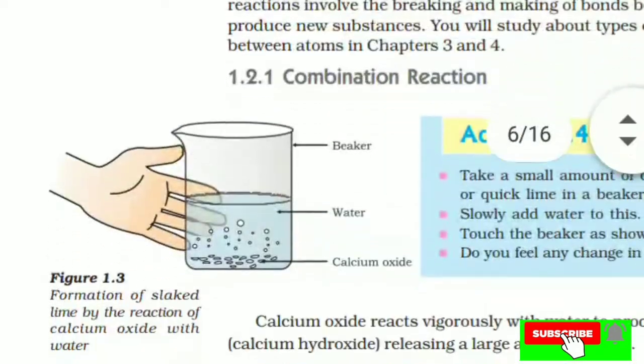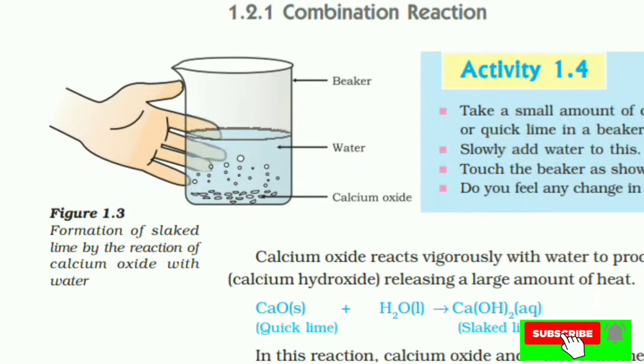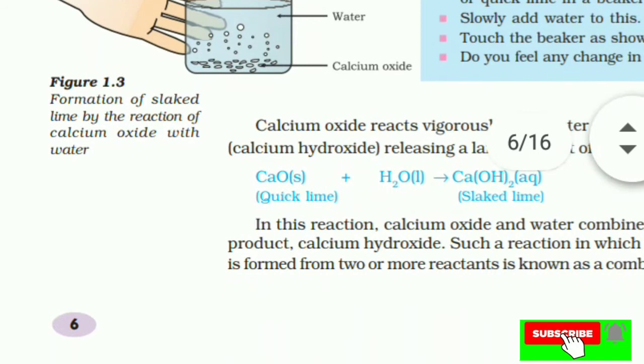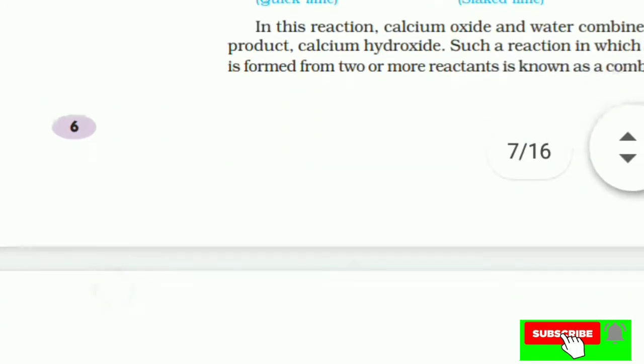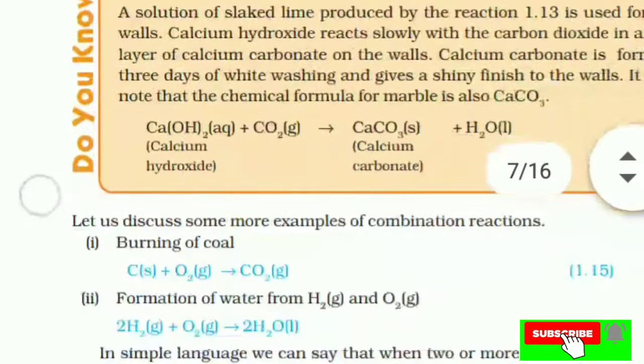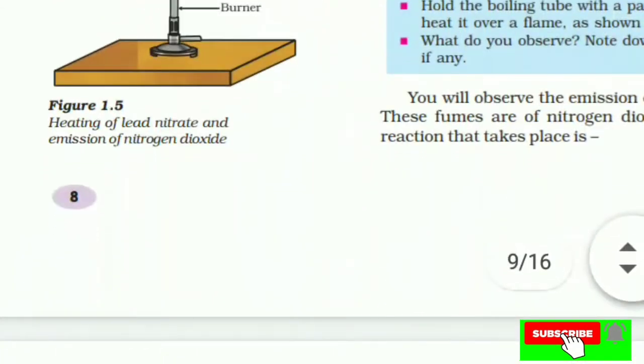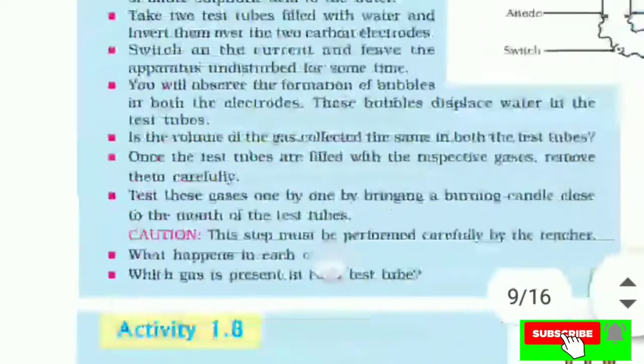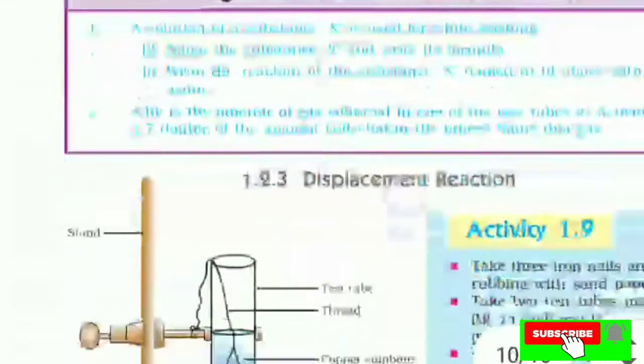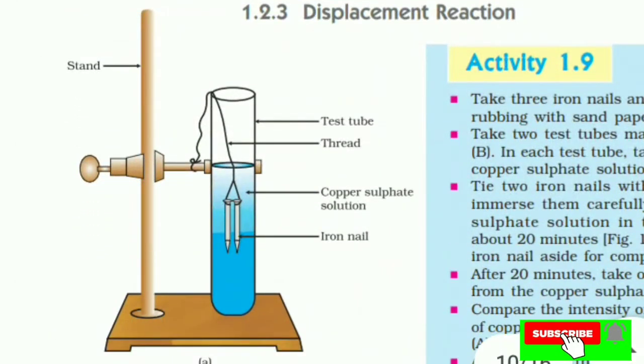Then the types of chemical reactions will be read. Combination reaction: two or more reactants combine, and you will study what is the product and what is the reactant. Then decomposition reaction, then displacement reaction, where one reactant displaces one part of the other reactant.